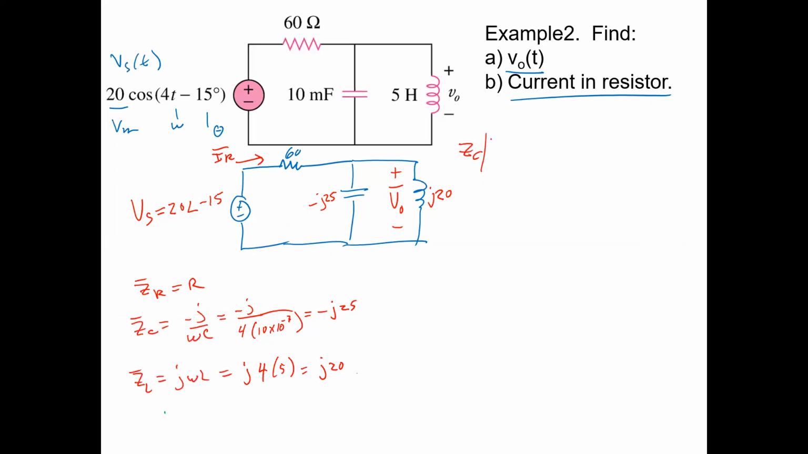So we have to find ZC parallel with ZL, and that's going to equal minus J25 times J20 over minus J25 plus J20. You can see why you want to have a good calculator or access to FreeMat when you're doing these things. And that equals J100.